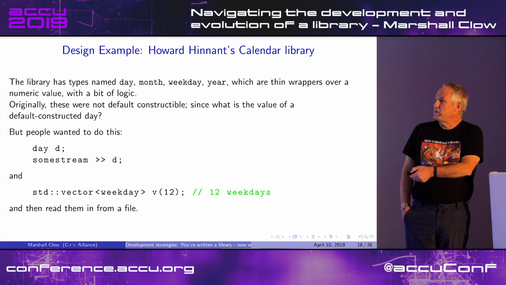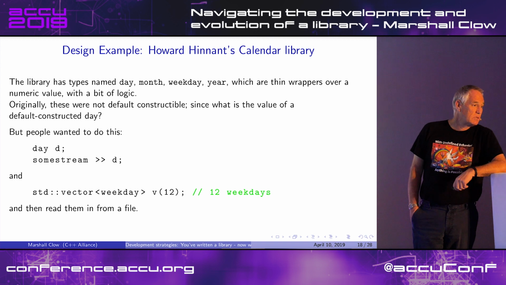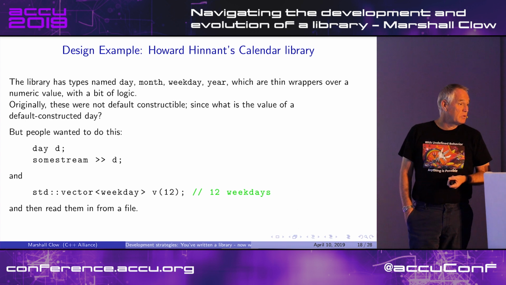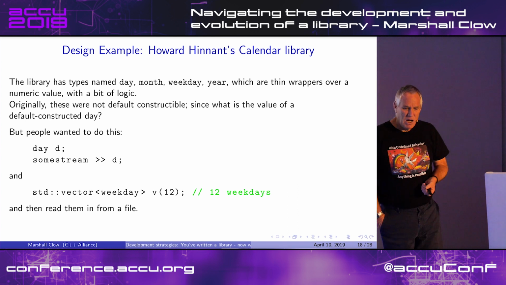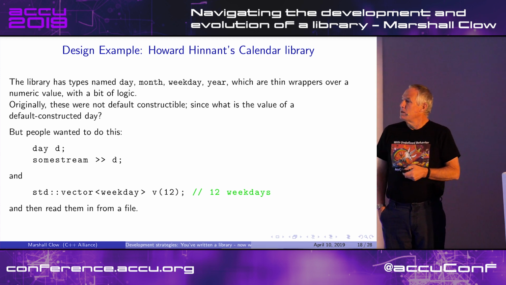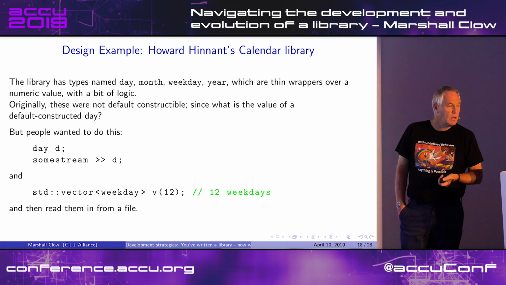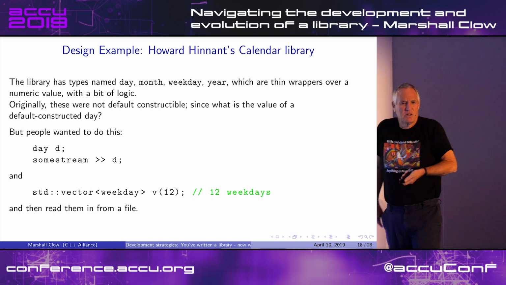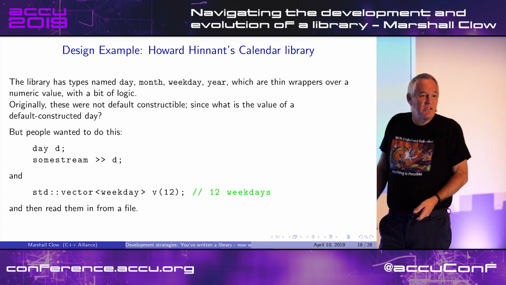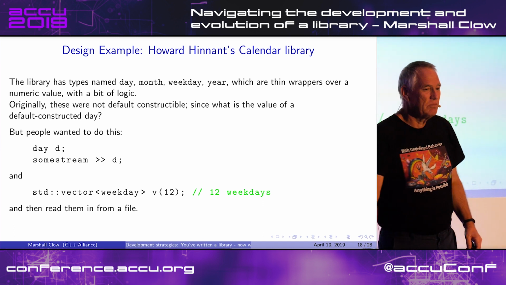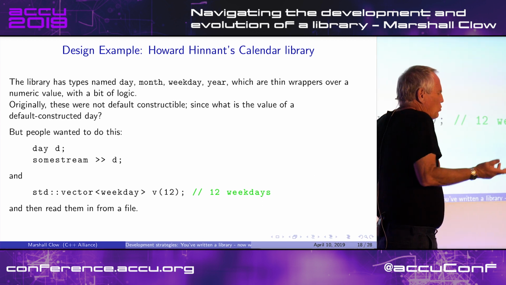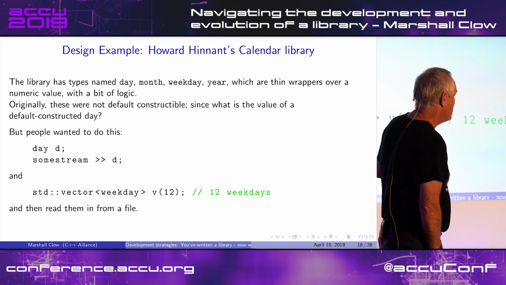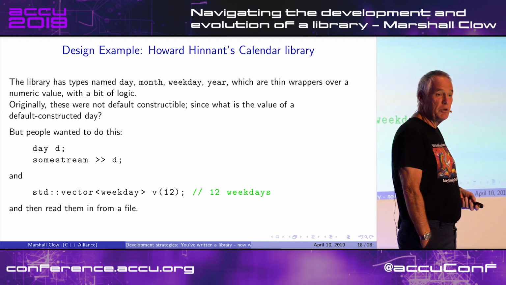Same as this. Vector of weekday, I want 12 weekdays, 12 default constructed weekdays. I'm about to read in 12 of these from some place, whether it's from a network or from a file or whatever. So in the next version of Howard's library, these were all default constructible, and he just said the value of a default constructible day is unspecified. It's something. You shouldn't really count on it. It's a valid day, but what? I don't know, 0, I think. But it doesn't matter. If you're going to default construct it, the expectation is you're going to set it to a reasonable value.